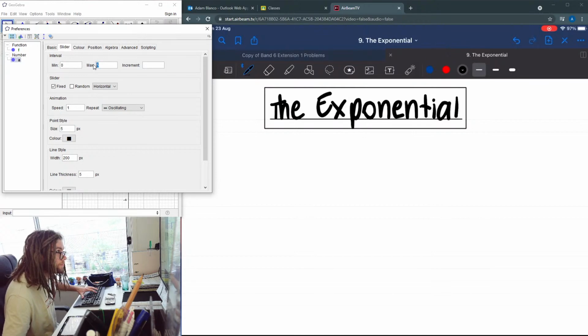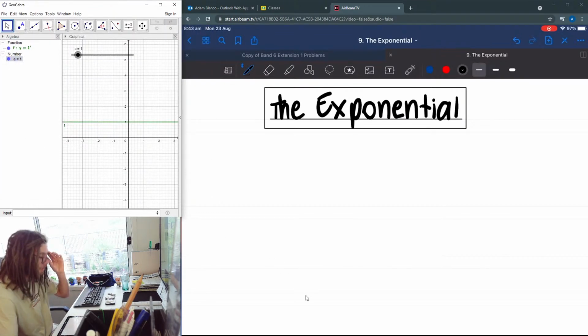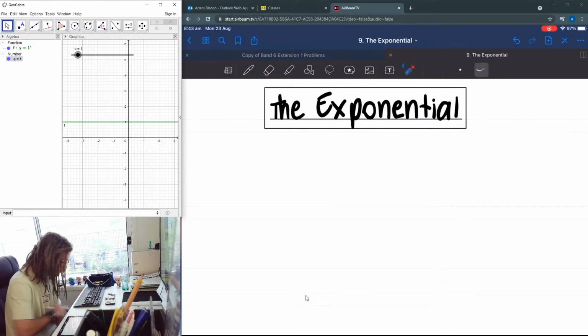Minimum 0, maximum 10, increment 1, save. Okay. My apologies. Now, we're going to look at the exponential curve, and I try and relate every curve to stuff that we've done before. So I kind of always relate it to the straight line.